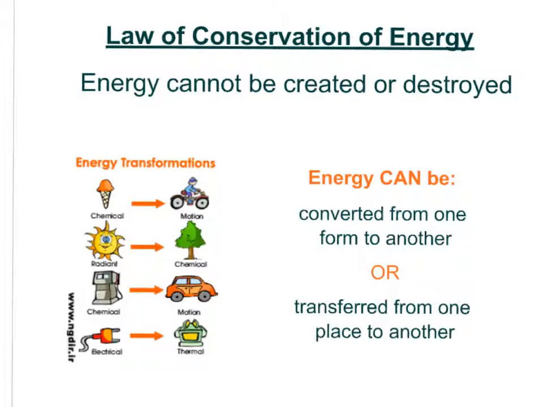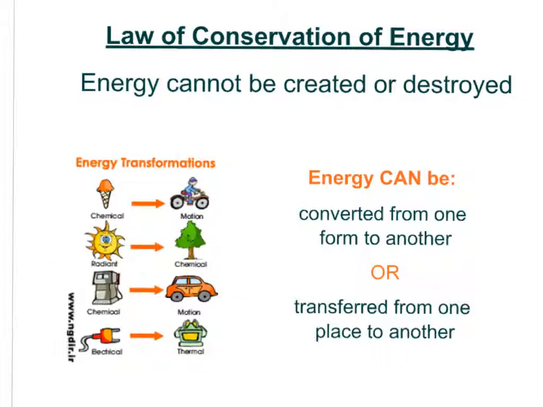So you all are familiar with this idea of the law of conservation of energy. Energy cannot be created or destroyed. We see a similar concept regarding mass: matter cannot be created or destroyed, the law of conservation of matter. But energy is definitely conserved. It means it remains constant when we look at the overall total. It doesn't mean that energy never changes. It can be converted from one form to another or transferred from one place to another.